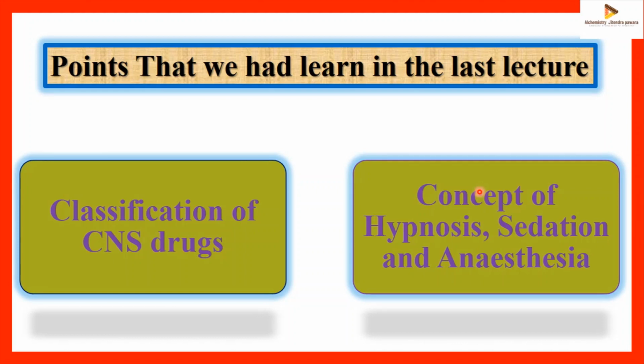Hypnotics and sedatives differ in action quantitatively. A sedative, when given in a large dosage, acts as a hypnotic, and a hypnotic, when given in a small dosage, acts as a sedative. Further, an increase in dosage can lead to anesthesia and finally coma. However, if the depression reaches the medulla region, it causes death. So the effect of increasing dosage goes from sedation to hypnosis, hypnosis to anesthesia, anesthesia to coma, and coma to death. These are the points we covered in the last lecture.